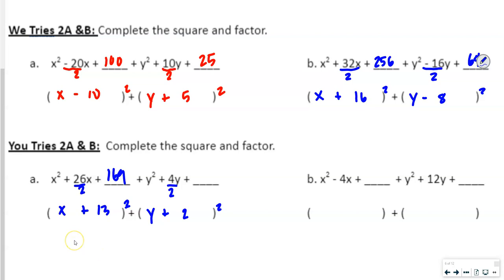Because 4 divided by 2 is 2, and 2 times 2 is 4. Okay, then here again, divide the negative 4 by 2. This is going to be x minus 2 squared. Negative 2 times negative 2 is 4.